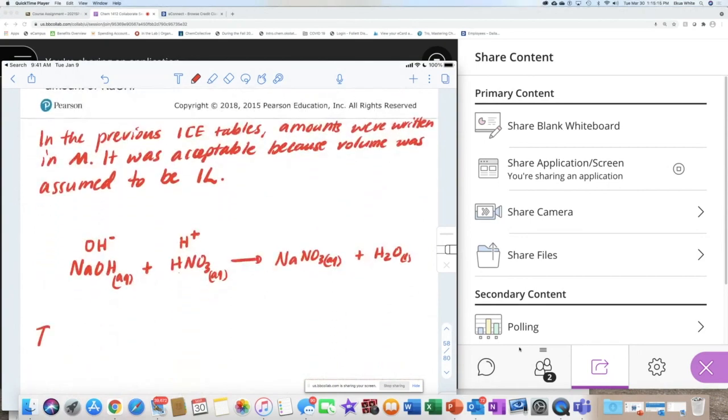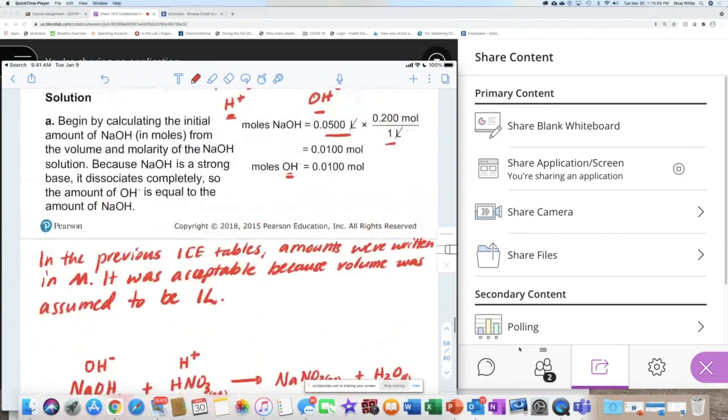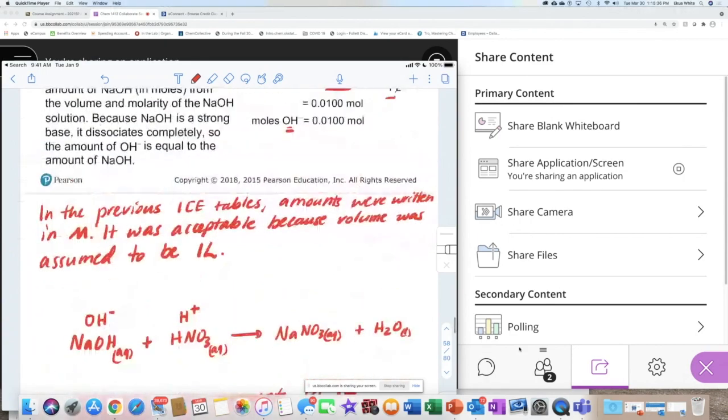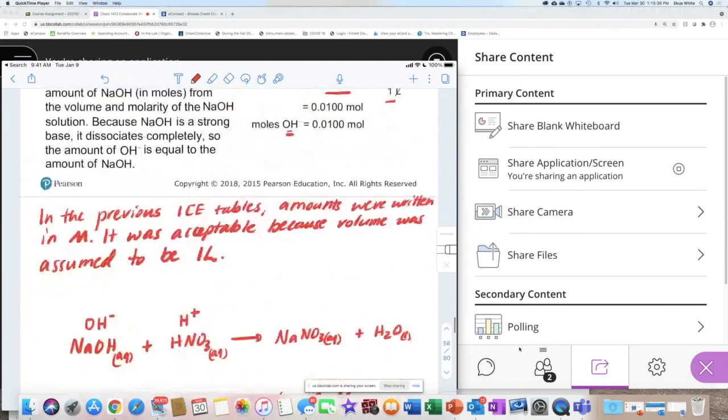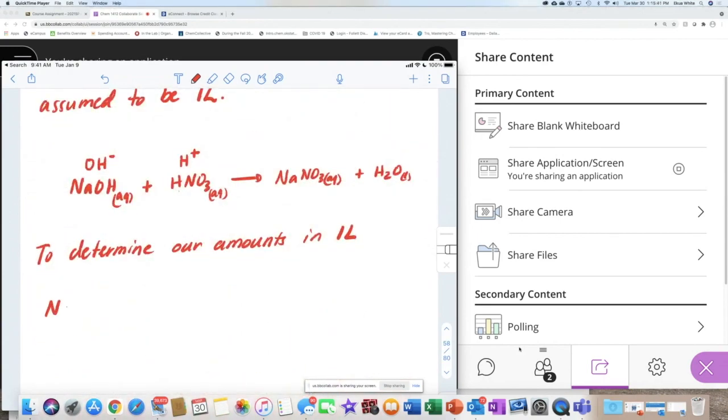So to determine our amounts in one, I'm writing the word one, in 1 liter. That's what we're going to be doing. We figure out the moles in 1 liter. So here, I will start with sodium hydroxide.